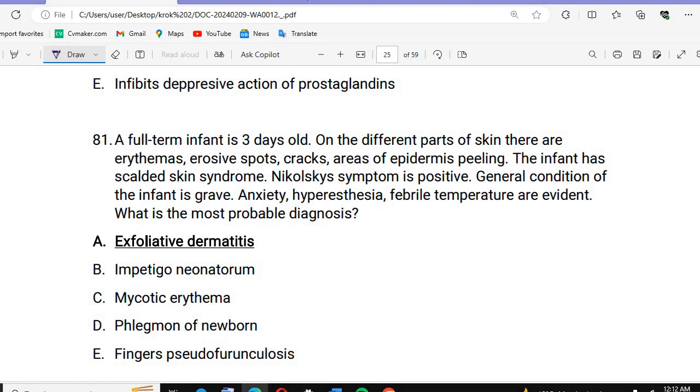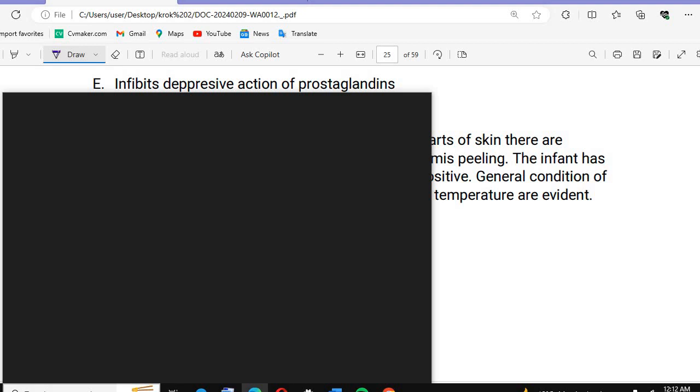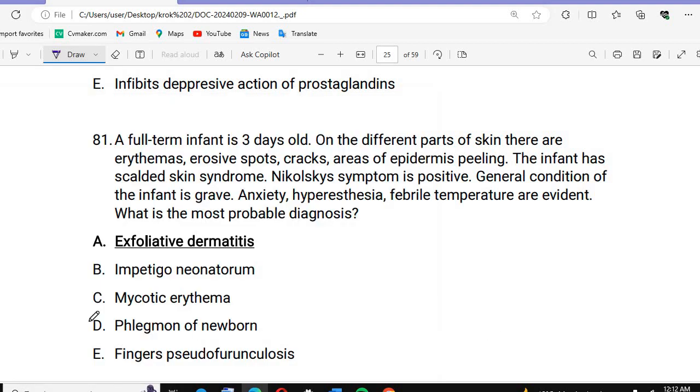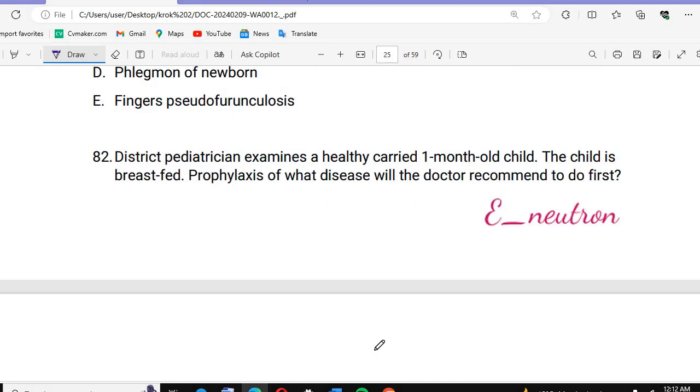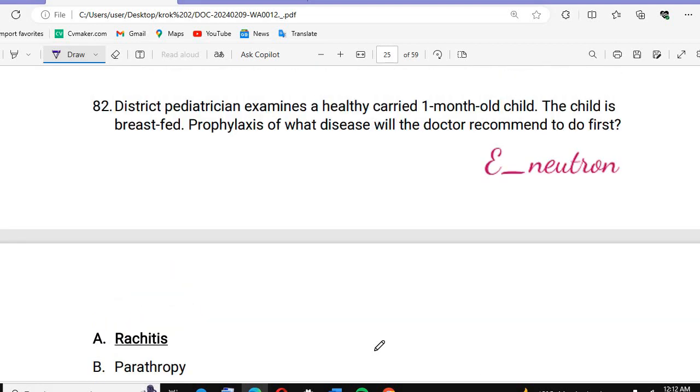Again, this we will discuss, like the Nikolsky sign, positive, negative. Again, a very important feature. Okay, the next is what? I'm just seeing if any big one will be there, so we will discuss it later.